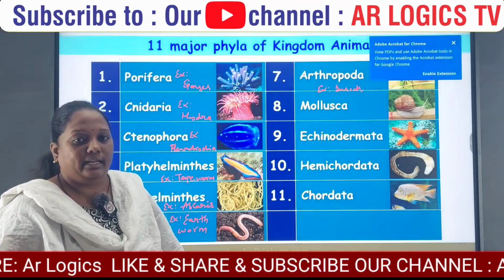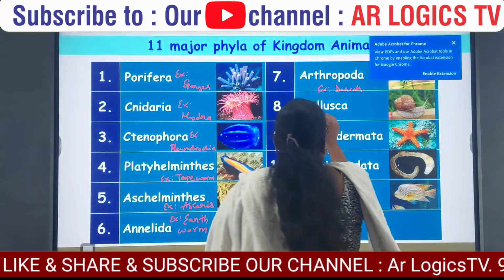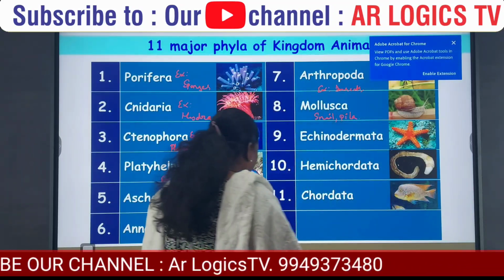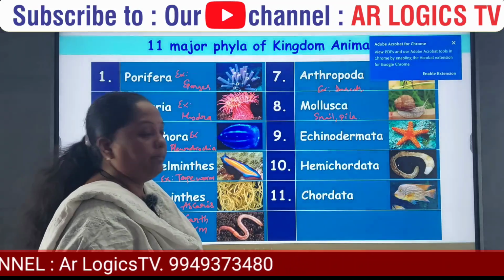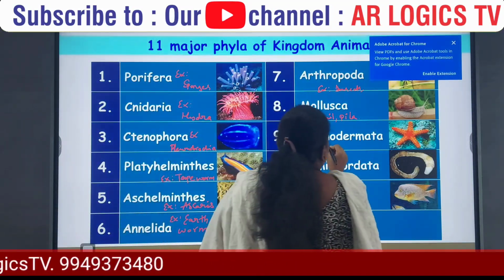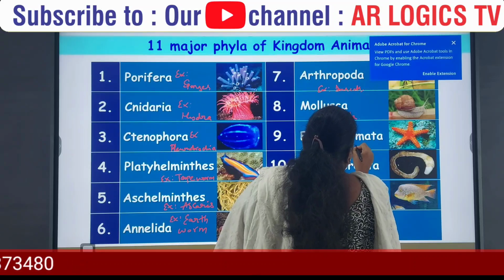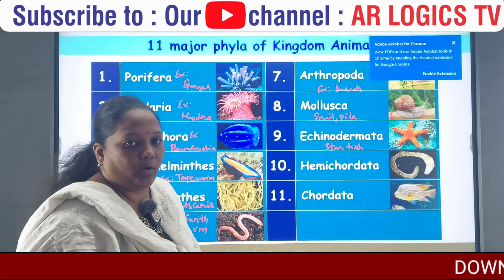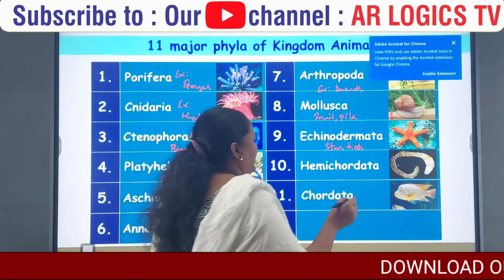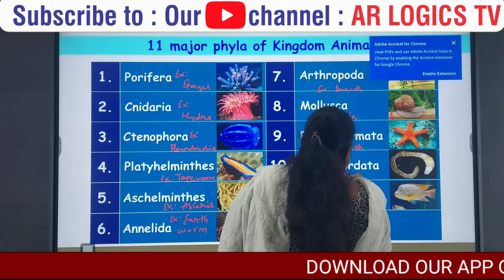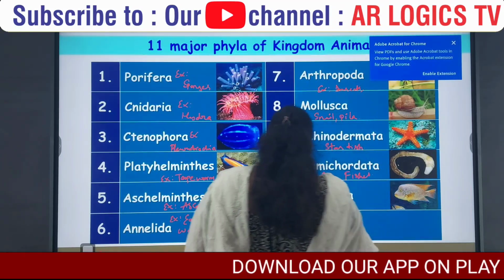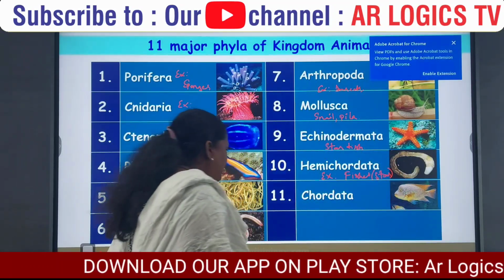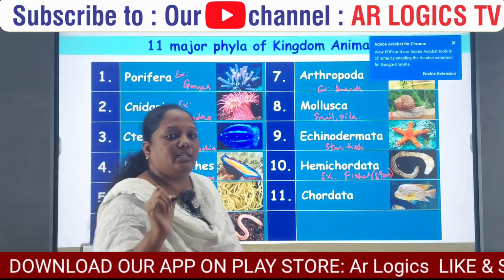Next, Mollusca. Mollusca are soft-bodied animals. You know which are soft-bodied? Yes, the snail is soft-bodied. Next, Echinodermata, which contains spicules on the body. The example is starfish. Next, Hemichordata. In Hemichordata, in some the vertebral column is present, in some it is absent. The example of Hemichordata is, which type of fishes? Starfishes.